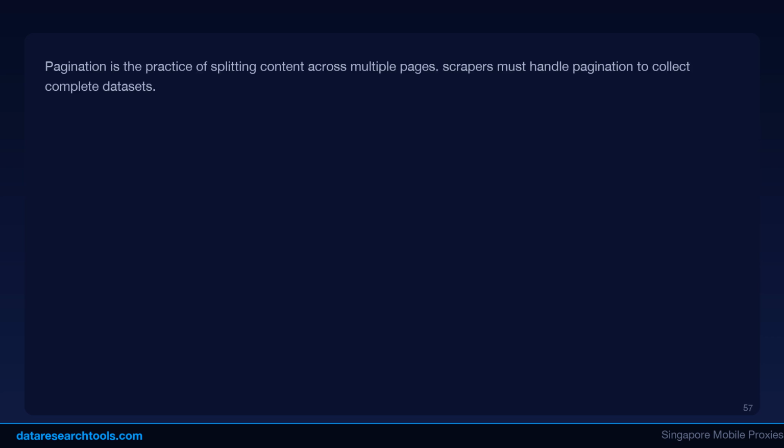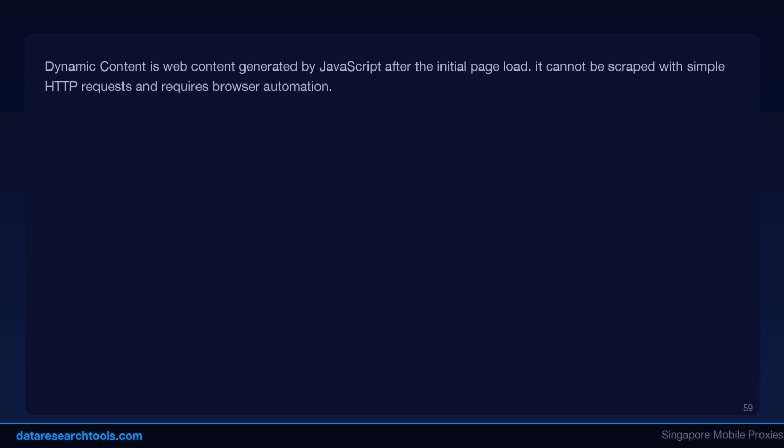Dynamic content is web content generated by JavaScript after the initial page load. It cannot be scraped with simple HTTP requests and requires browser automation. SPA, or single-page application, refers to web applications that load a single HTML page and dynamically update content using JavaScript. React, Vue, and Angular apps are common SPAs.